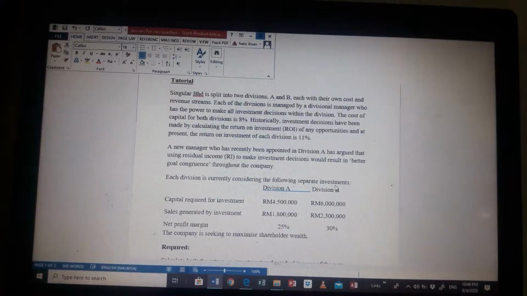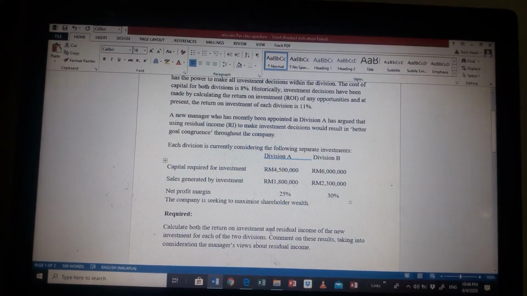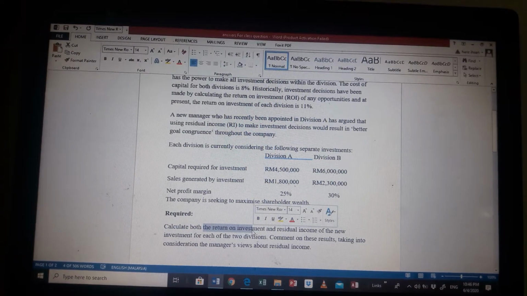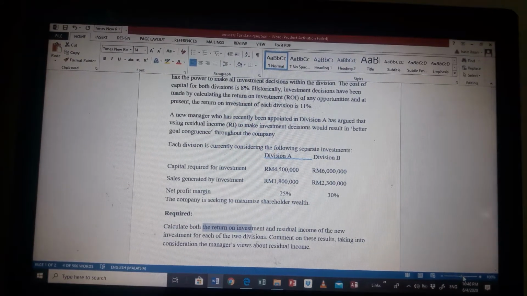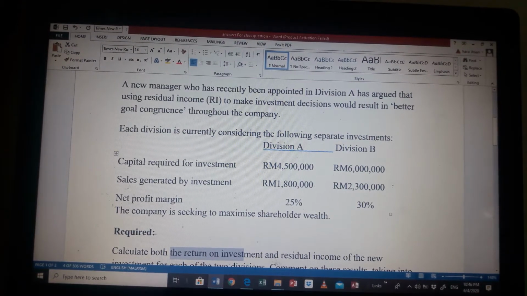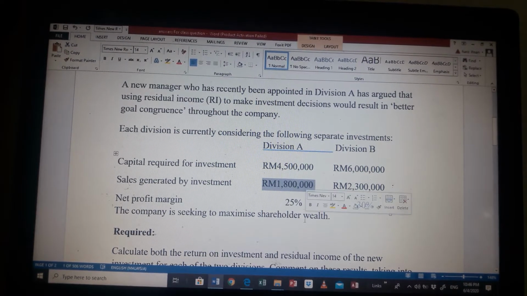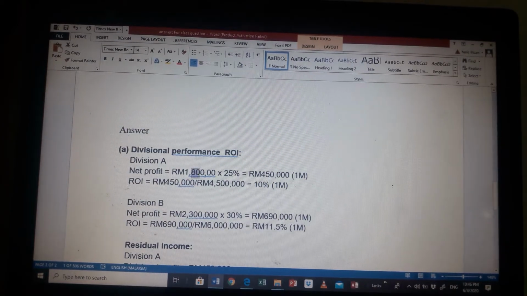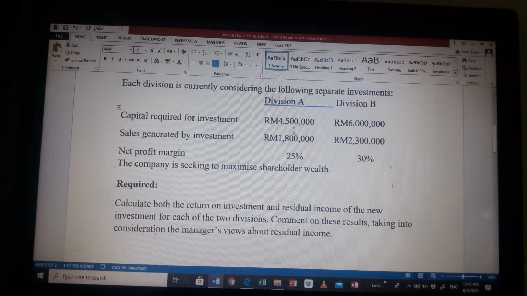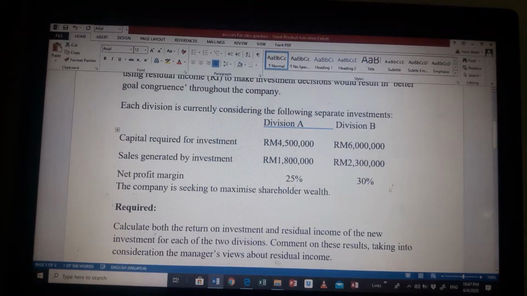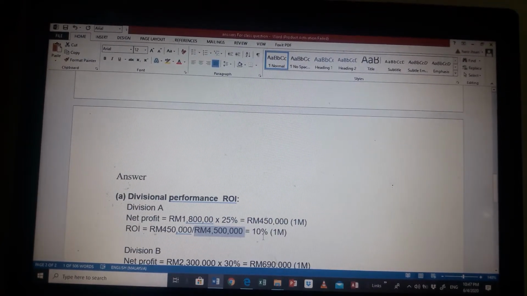So how do we first do it? First of all, remember, how do we calculate ROI? ROI, return on investment: the most important part is that we take the profit and then we divide it by the capital invested. So the sales is 1.8 million, net profit margin is 25%, so 25% times 1.8 million equals 450,000. If we divide 450,000 by the capital of 4.5 million, we will get an ROI of 10%.